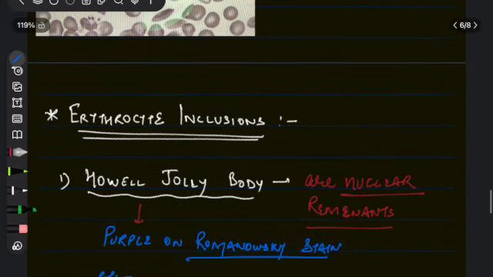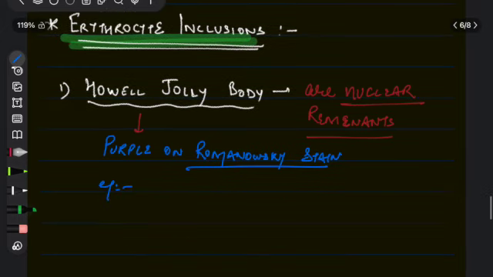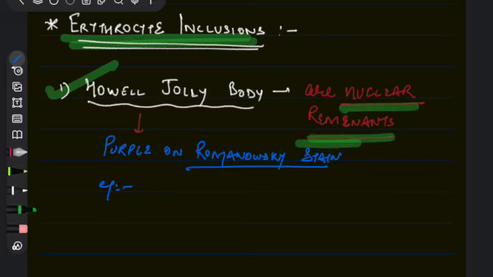So let's move on to our next topic of the day, which is erythrocyte inclusions. There are mainly two types. The first one is Howell-Jolly body. Howell-Jolly bodies are nuclear remnants. These are nuclear remnants, and they stain purple on Romanowsky stains.